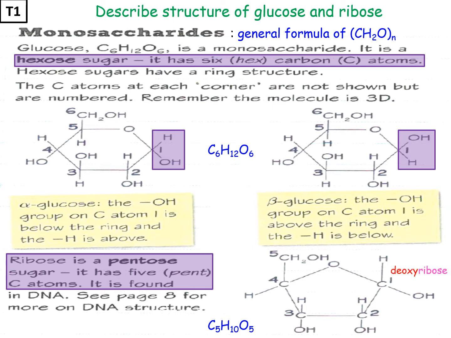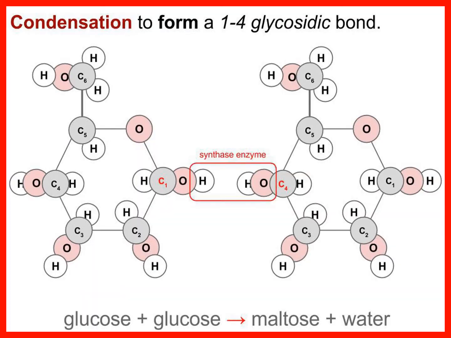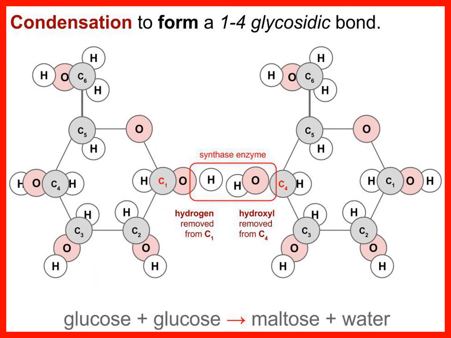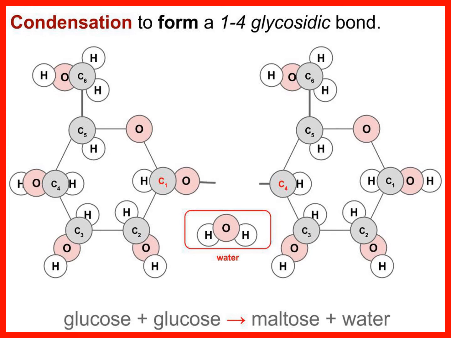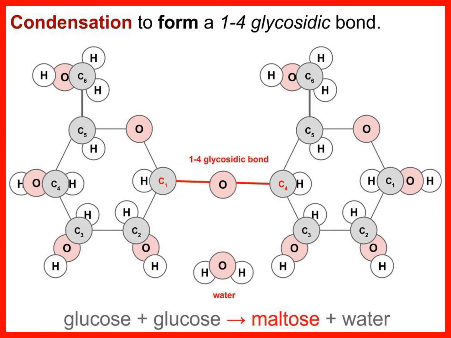Deoxyribose is also a pentose sugar, and it is different to ribose because when you look at carbon 2, the oxygen in the hydroxyl is replaced by a hydrogen atom. So in other words, there is no oxygen atom, there's just hydrogen on its own. Here we can see an example of 2 monosaccharides that are bonding with each other.